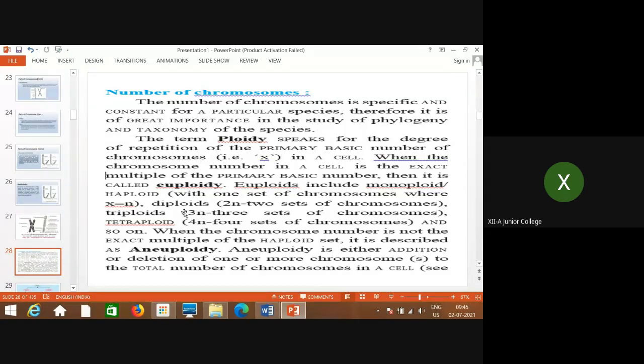When there are two sets, it is called diploid. That means two sets of chromosomes. When there are three sets of chromosomes, that is called triploidy. Tetra means 4, and so on.